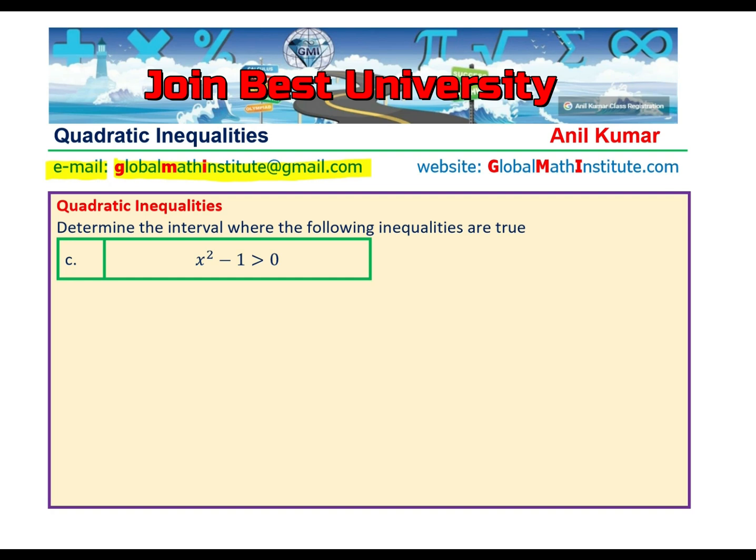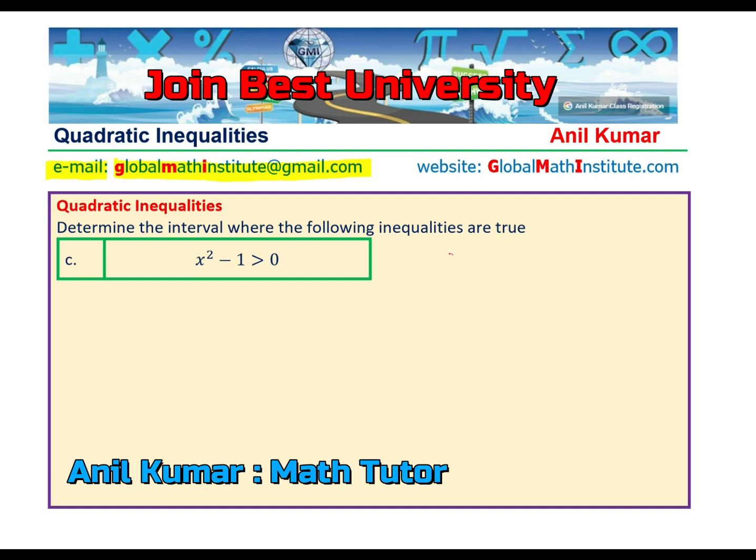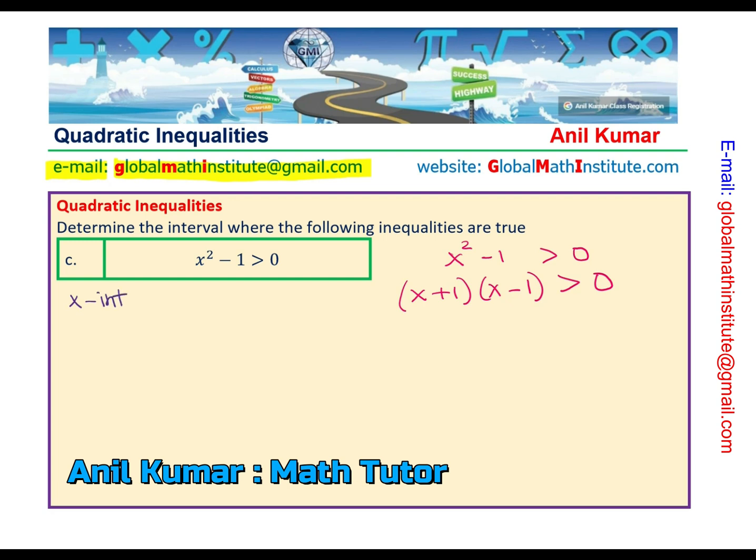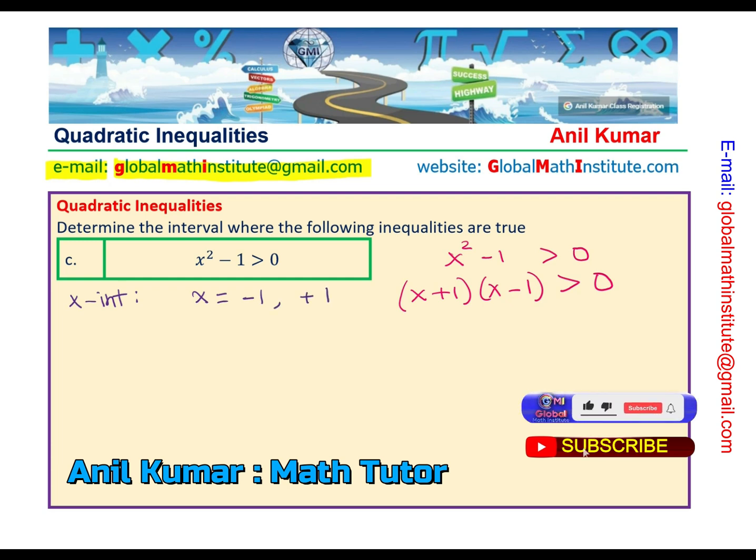Let us see how we solve this problem, which is x squared minus 1 is greater than 0. So zeros are not part of the solution. Factor the equation. Difference of squares, we can write this as (x plus 1) times (x minus 1) greater than 0. Once we have this, go with the x-intercepts. The x-intercepts making these factors 0 are the values of x as minus 1 and plus 1, correct?